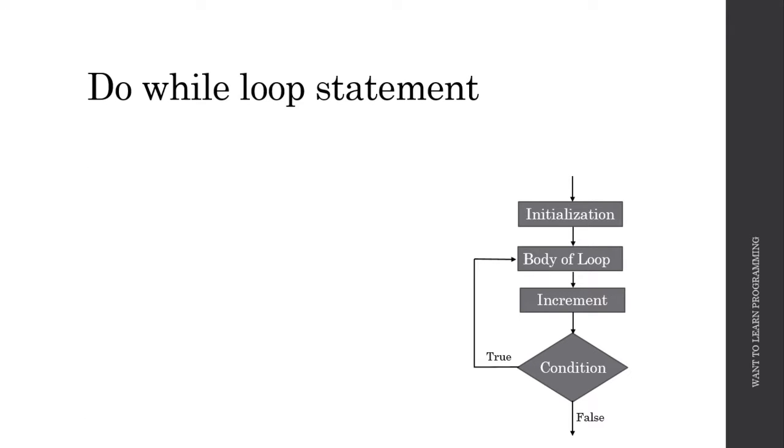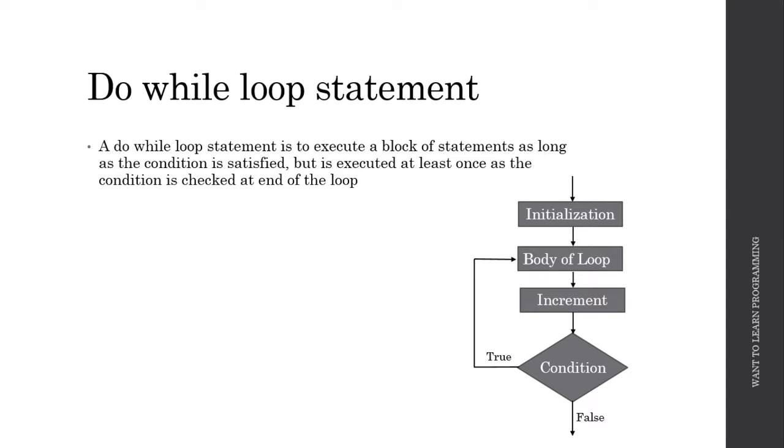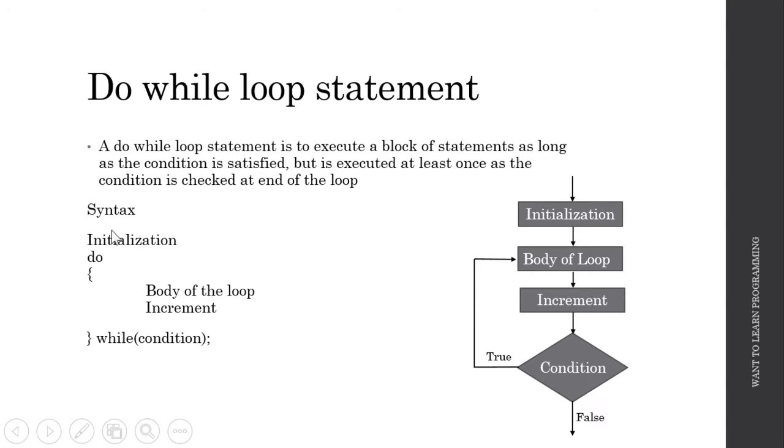Next, let's look at the do while loop. A do while loop is a statement which is used to execute a block of statements as long as the condition is satisfied, but it is executed at least once as the condition is checked at the end of the loop. So we look at the syntax and flow diagram to check what this is. So first initialization is done.